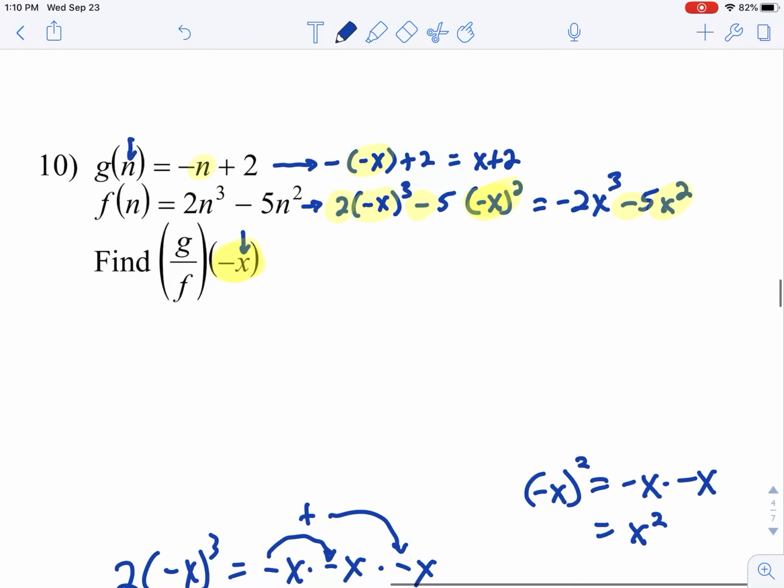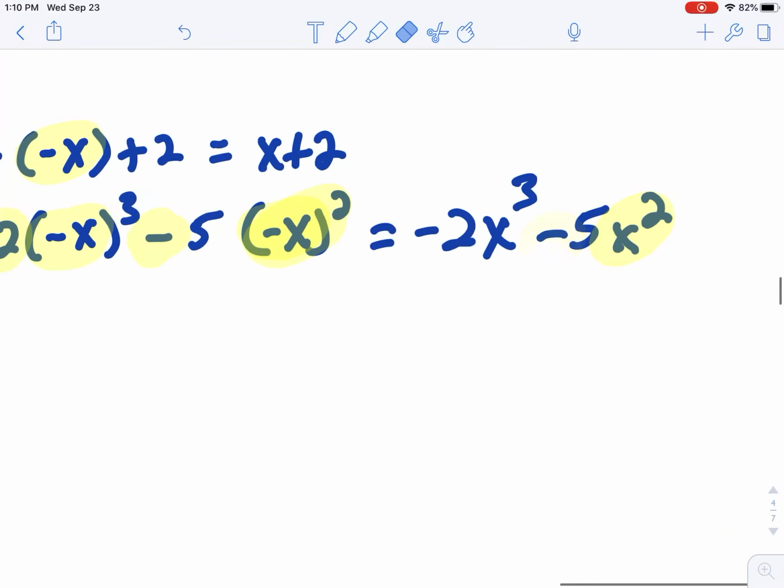So that's too much highlighting. I got to get rid of that. Oh, I'll do it right one of these times.